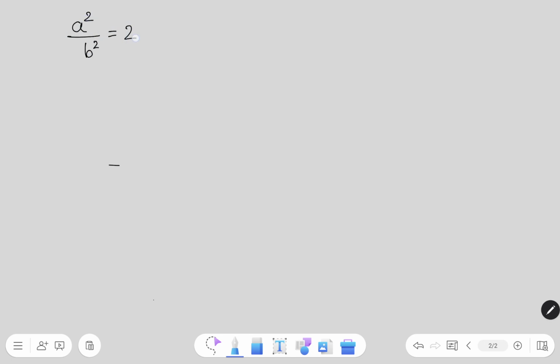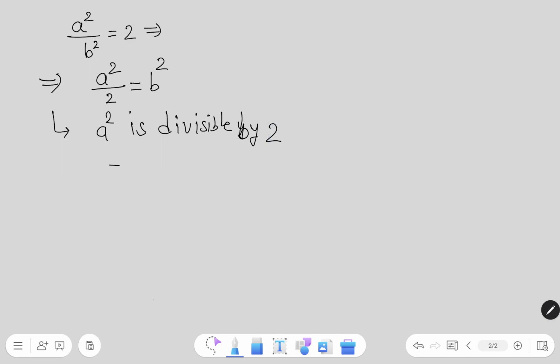Okay, the next step of this question is that a square upon b square is 2. It means b square divides a square, and if we write it as a square upon 2 equals b square, it gives us that a square is divisible by 2. And the next statement is a is also divisible by 2.